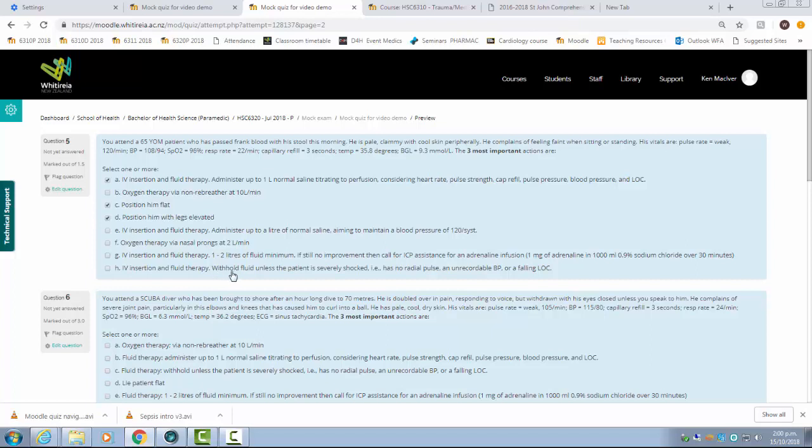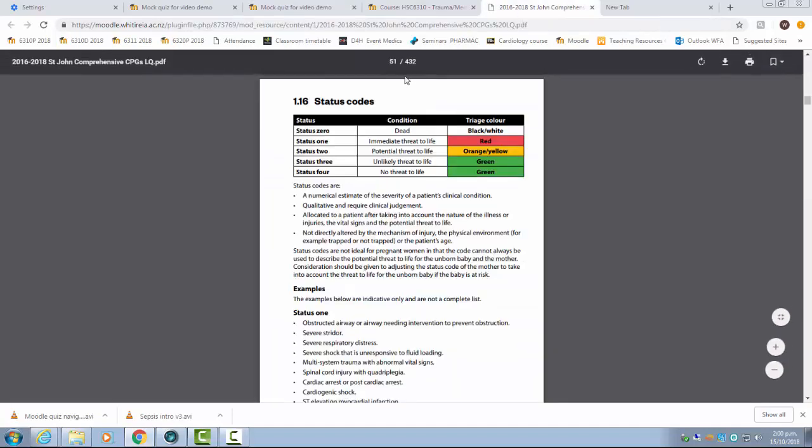And lastly, withhold fluid unless the patient is severely shocked, i.e. has no radial pulse, an unrecordable BP, or a falling LOC. Right, so I know that fluid guideline is for uncontrolled hemorrhage, so that's not the one I'm going for. If I want to double check this, I could flick back to the guidelines quickly. I'll go back to the menu.